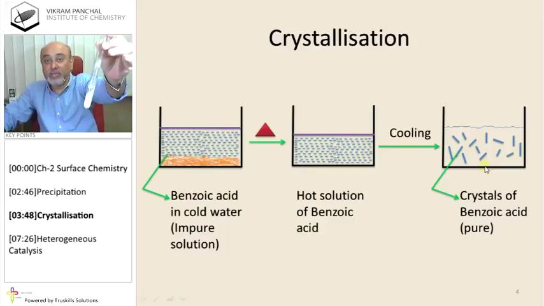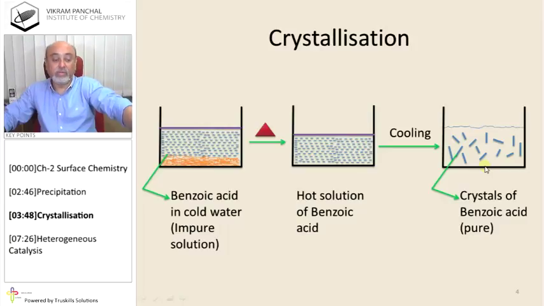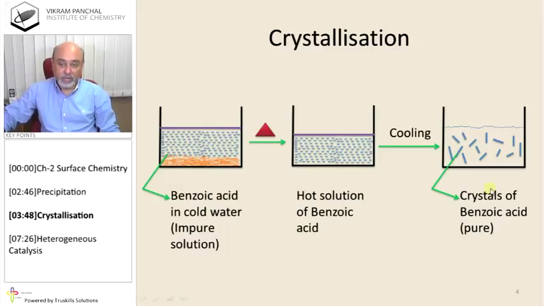Then what is the difference between powder benzoic acid and crystals of benzoic acid? Well, the difference is that if there is any impurity present in powder benzoic acid, it will dissolve and will not precipitate during cooling. Only benzoic acid will precipitate, and that is why you get pure crystals of benzoic acid. So crystallization is one of the surface phenomena.